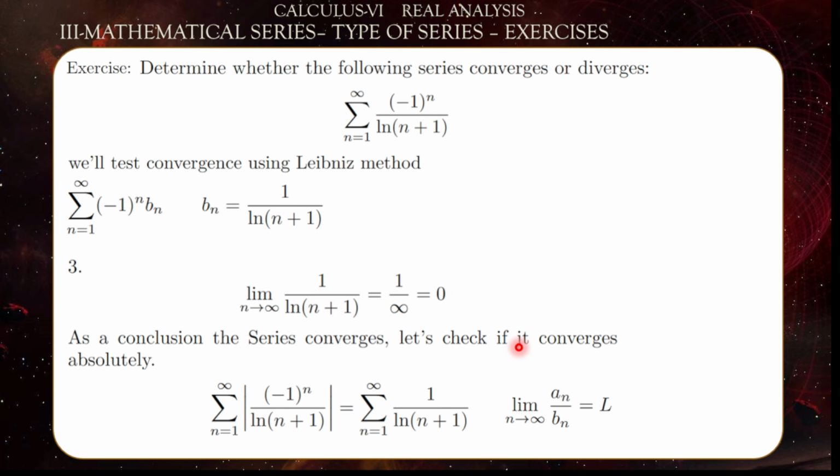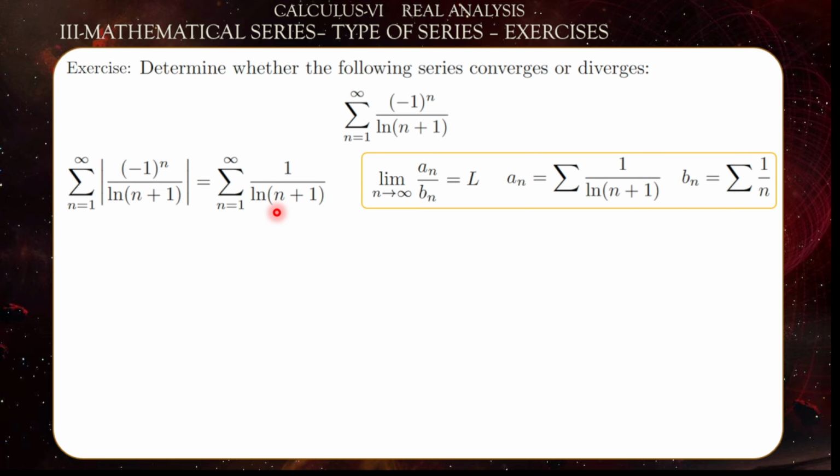Now, we still need to check if it converges absolutely. How to test that? You need the series sigma of the absolute value of (-1)^n divided by ln of (n+1) to be convergent. Now you have sigma, n equals 1 to infinity, of 1 divided by ln of (n+1), because (-1)^n in absolute value becomes plus 1. Let's try to test that using the limit convergence test, or LCT, which is the limit of a_n divided by b_n. We will see which method would work out.